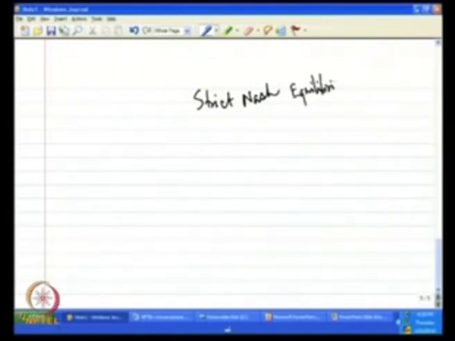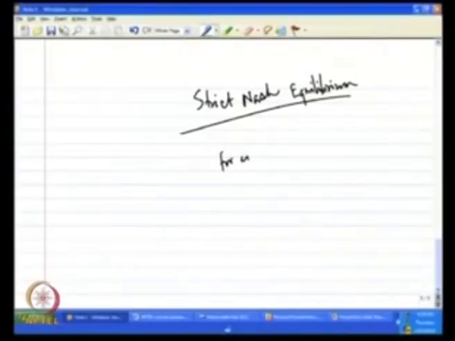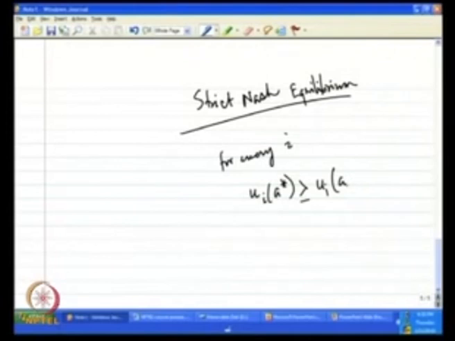Now let me introduce another definition here. This definition is the definition of strict Nash equilibrium. If you remember the definition of Nash equilibrium in general, it was that for every individual i, every player i, this must happen.